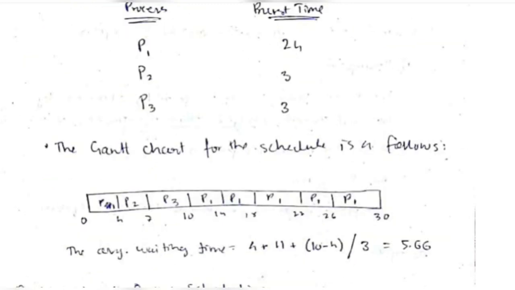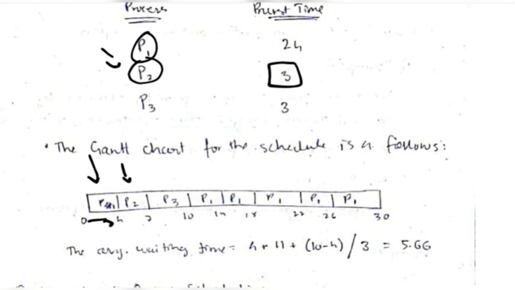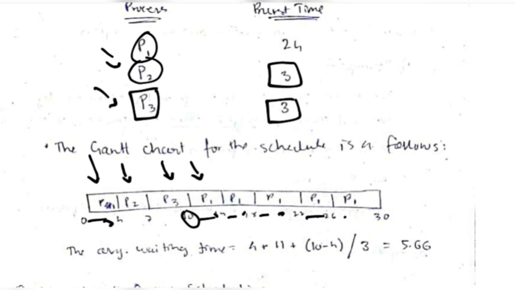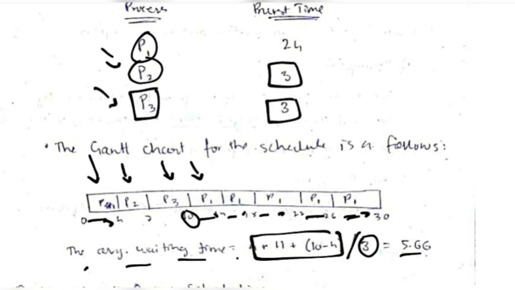Let's see an example here. First P1 will be given 4 milliseconds. After the 4 milliseconds get over, P2 will be given 4 milliseconds, but P2's execution time is just 3, so after 3 milliseconds it will be over and the time will be given to P3. P3 is also 3, so it will get over within 3 milliseconds, and then P1 will be resumed. P1 will be given 4 milliseconds in each interval till P1 gets over. In this way, average waiting time is calculated, meaning total time spent waiting divided by how many processes there were. In this case we get 5.66 milliseconds.